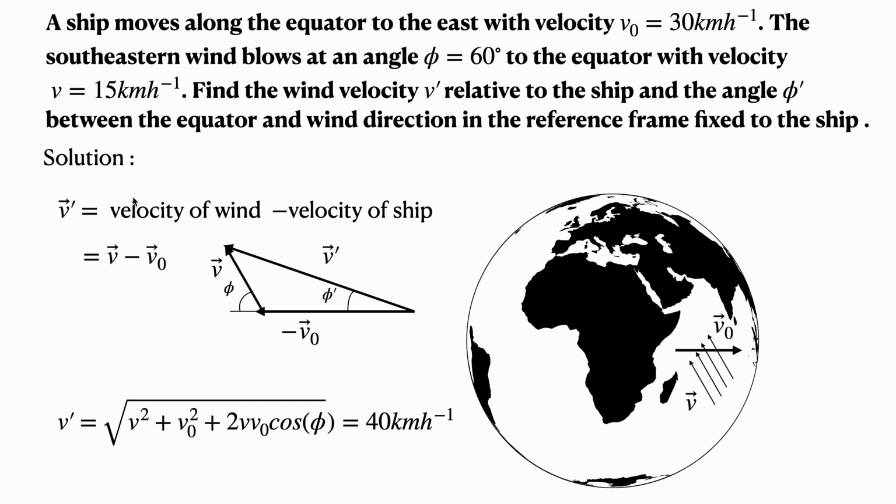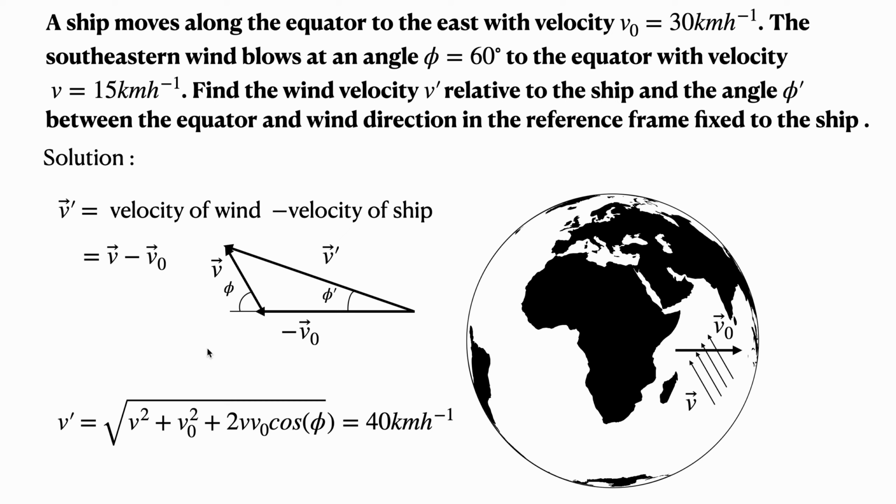So using the formula of relative velocity, we can obtain the relative velocity of wind with respect to ship, v prime, equals velocity of wind minus velocity of ship. Velocity of wind is denoted by vector v and velocity of ship is denoted by vector v naught. So the relative velocity will be vector v minus vector v naught.